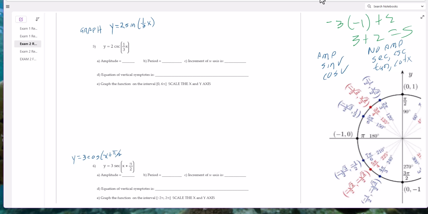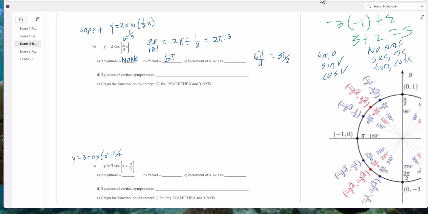The period is still the same formula. It's 2 pi over b. Okay, in this problem, b is 1/3. So that's your b value. So we're going to have 2 pi divided by 1/3. Just make sure the answer is positive. So 2 pi times 3 is going to give you 6 pi. That's your period. Okay. Increment, same thing, 6 pi divided by 4. The increment is always the same on every trig function. So that's going to be 3 pi over 2 like that.